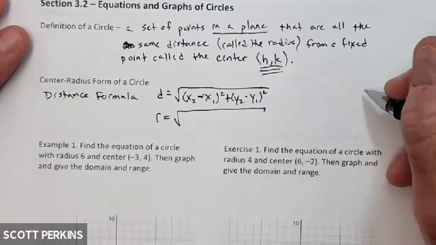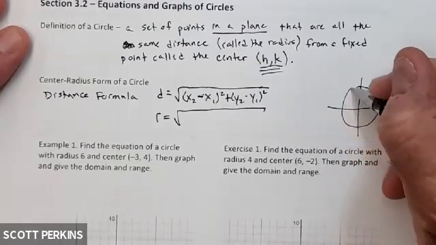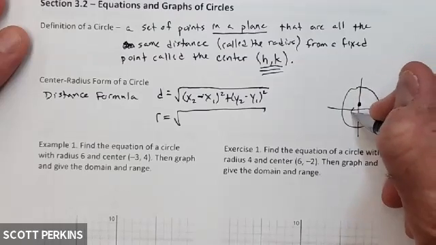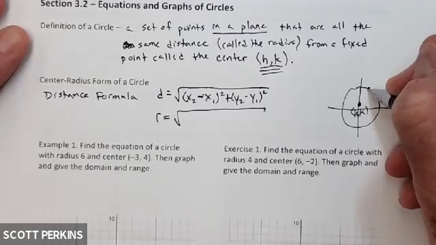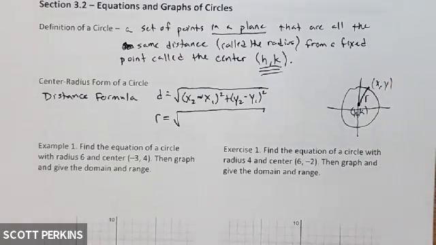Let's pretend this is our circle right here. And right here, this is my center. This is h and k. And then out here, this is just some point on the circle, x, y. And this is my radius r. So I want my equation that I'm developing here to represent that quick sketch.